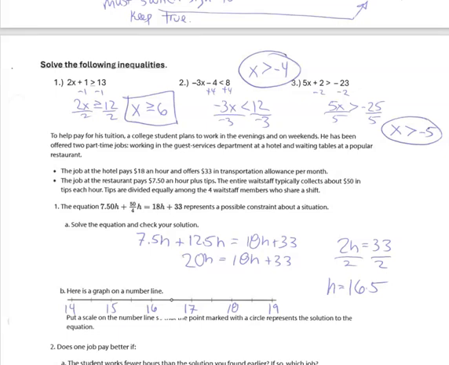The first one, you just solve like it is a normal equation. You subtract 1 from both sides, and since that's not multiplying or dividing by a negative, you do not have to switch your sign. And then when you divide by 2 on both sides, that is not multiplying or dividing by a negative, so you do not have to switch your signs.